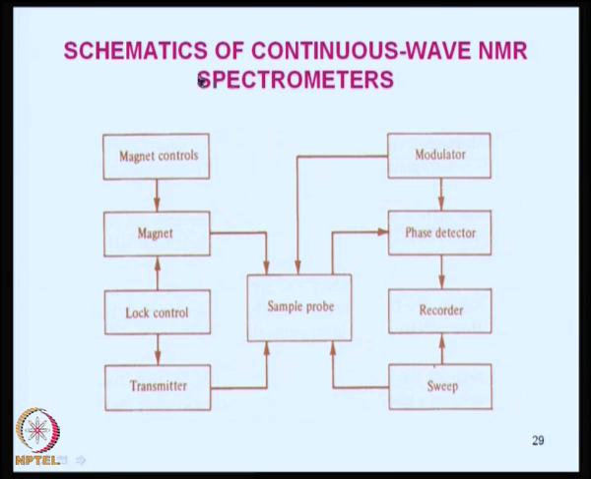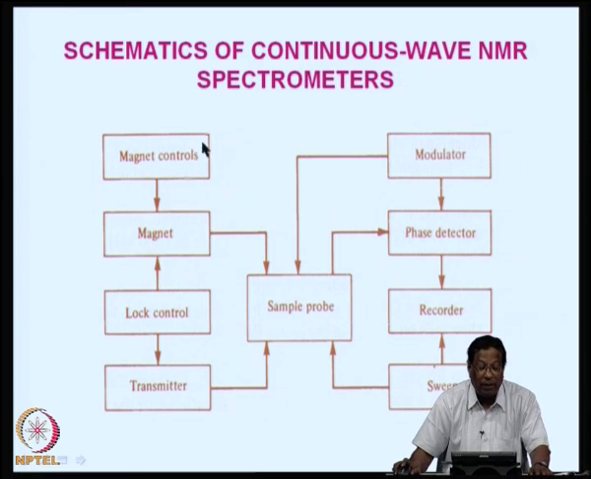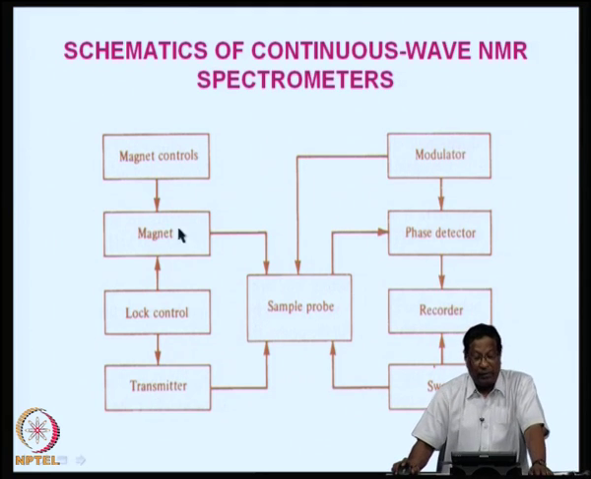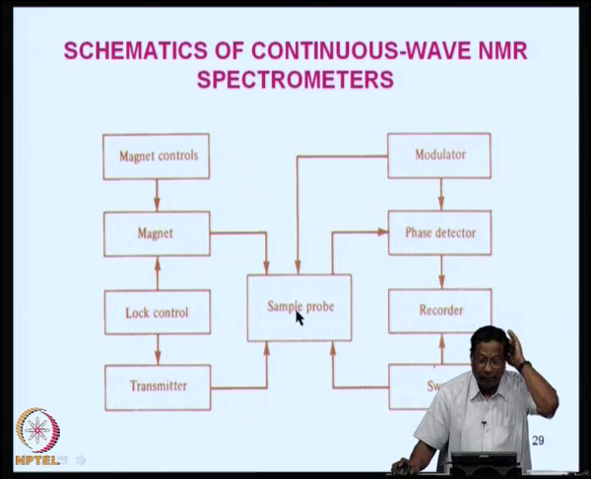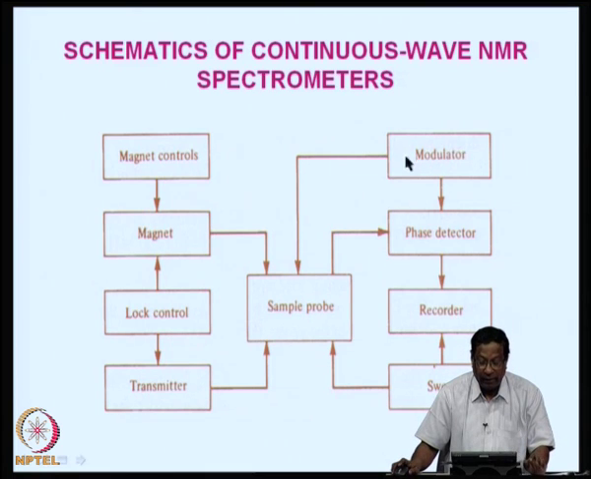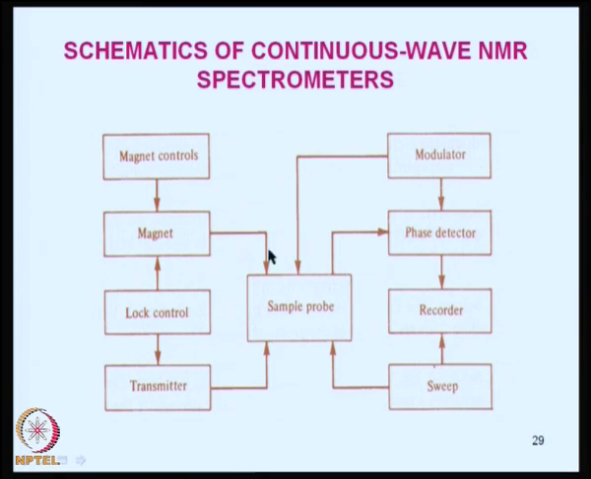NMR schematics of the continuous wave NMR include a magnetic control, a magnet, a lock control, transmitter, and sample probe. The magnets have to be applied around the sample, and you need a modulator, phase detector, and then recorder and a sweep mechanism for the sample. So, what type of output you get from NMR is the question.